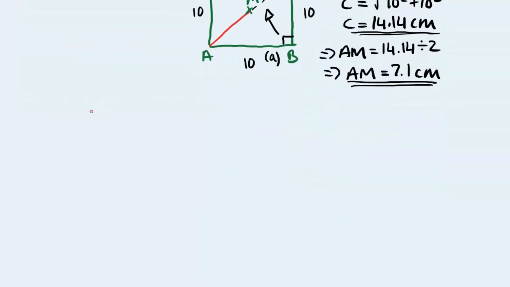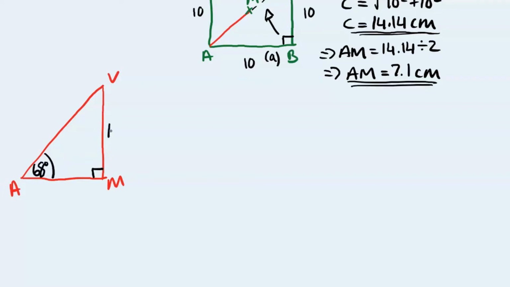So again, I'll draw the triangle here so you can see it a bit more clearly. There we go. So we have point V, then we have M, then we have A, then we have 68 degrees, then the right angle, and we're trying to find height. Of course this will be the opposite. This will be the hypotenuse.